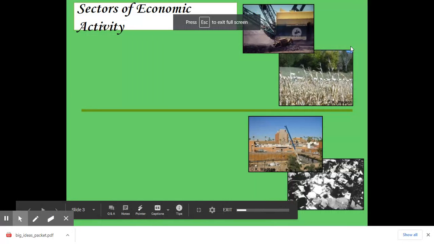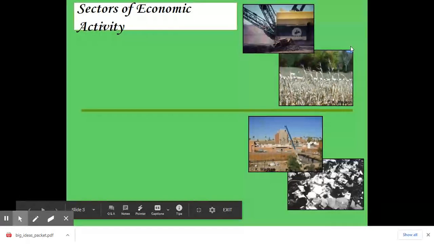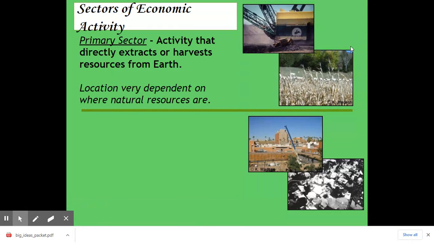So what you're going to do in your notes is write down what is it and what are examples of those types of jobs. So primary jobs, you would write down in your notes, are activities that directly extract or harvest resources from the earth. So you have fish and you are a fisherman or fisher person. There are logs and you are a logger. There's minerals and you are a miner. So you are directly interacting with the resources and pulling them from the planet. So you have direct connection to the earth. There's wheat and you are a farmer.